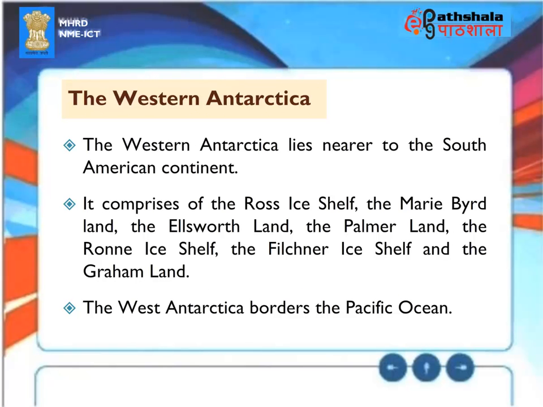The Western Antarctica. The Western Antarctica lies nearer to the South American continent. It comprises the Ross Ice Shelf, the Marie Byrd Land, the Ellsworth Land, the Palmer Land, the Ronne Ice Shelf, the Filchner Ice Shelf, and the Graham Land. The West Antarctica borders the Pacific Ocean.